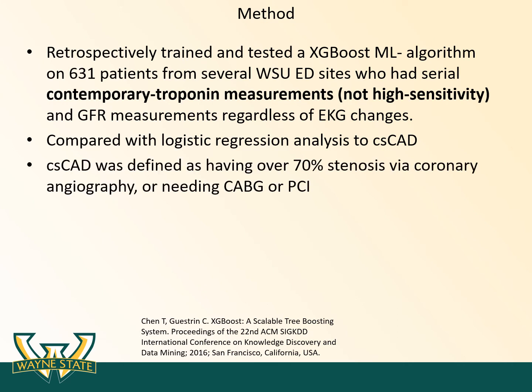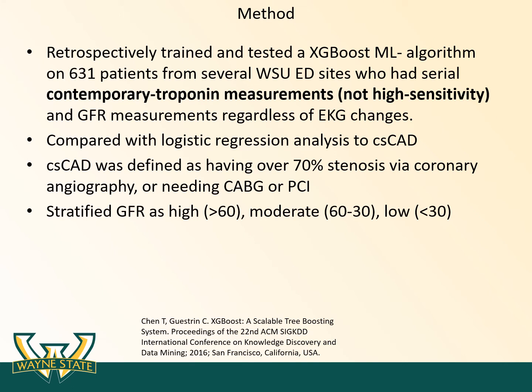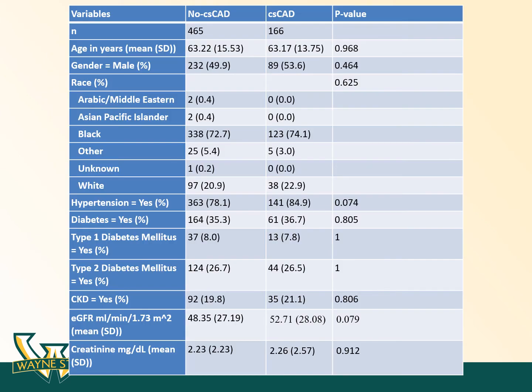Clinically significant coronary artery disease was defined as having over 70% stenosis via coronary angiography or needing CABG or PCI. Stratified GFR was defined as high if it was over 60, moderate if it was 60 to 30, and low if it was less than 30. Over 50 patient variables were assessed in this.